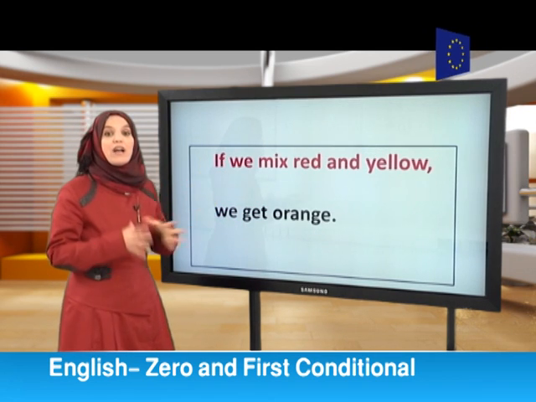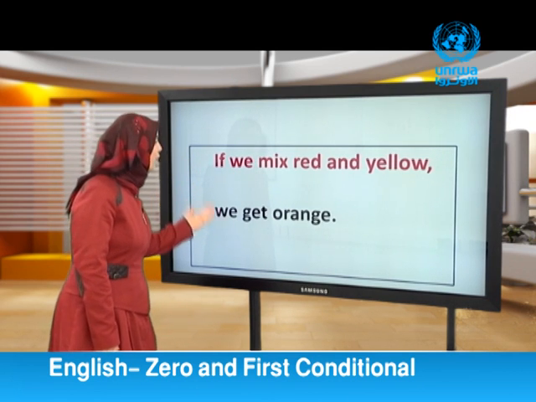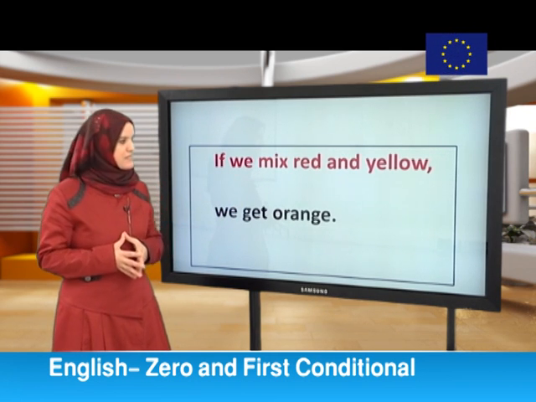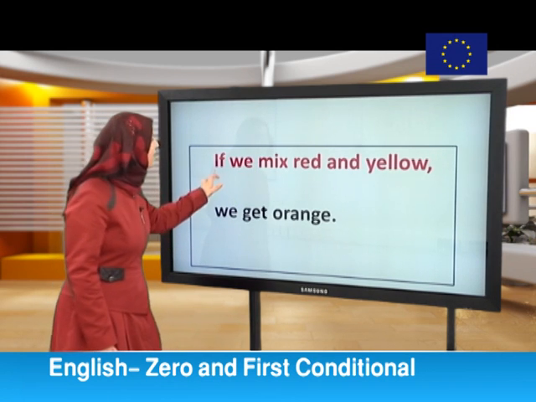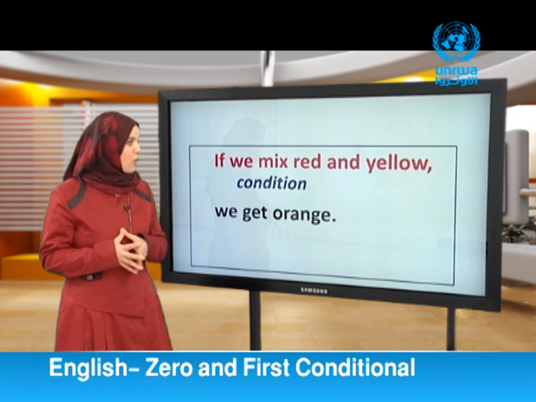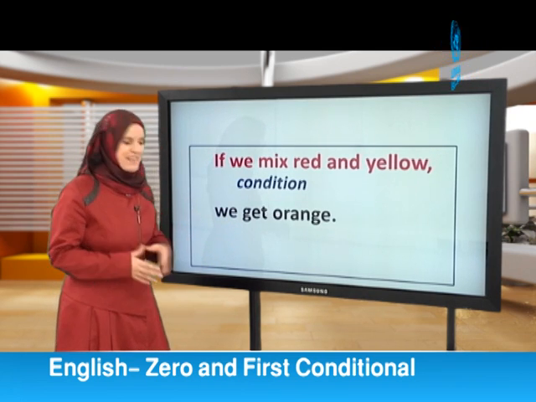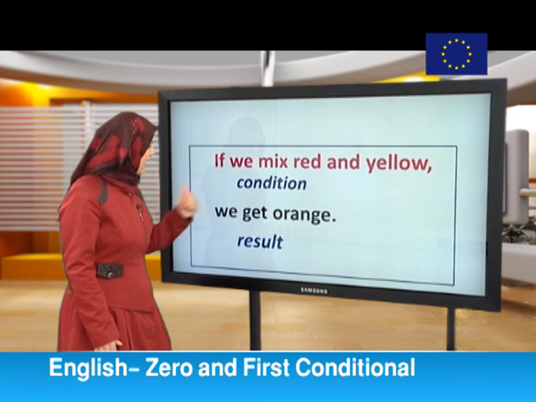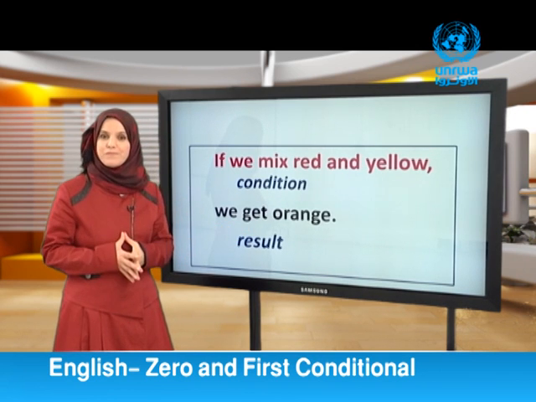Now, let's have a close look at the first one. If we mix red and yellow, we get orange. Now, the sentence has two parts. The first part, if we mix red and yellow, is called the condition. It is the part that has if. Now, what happens if we mix red and yellow? We get orange. This is the result. So, we have a condition and we have a result. When the condition happens, the result follows.